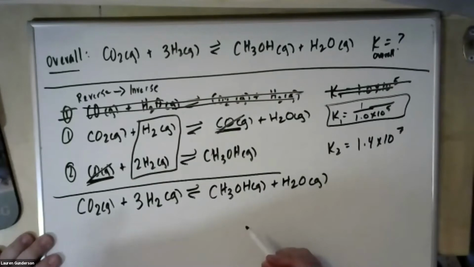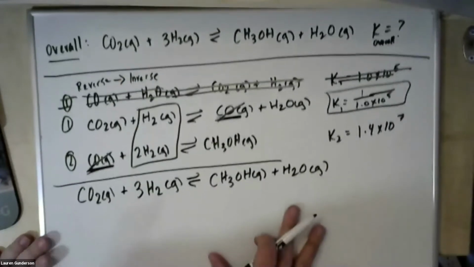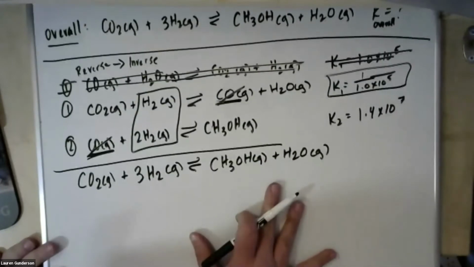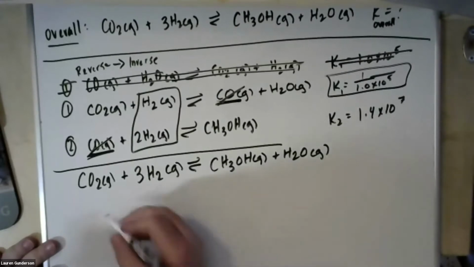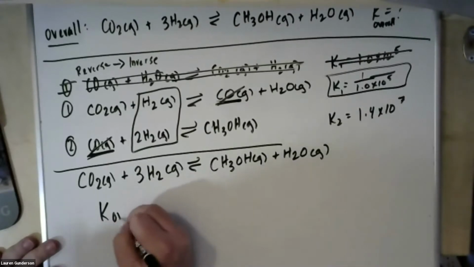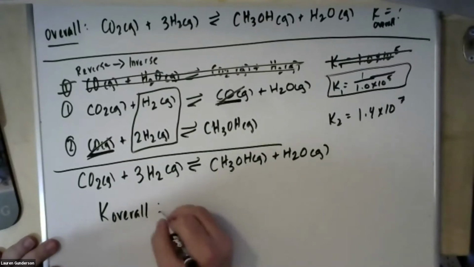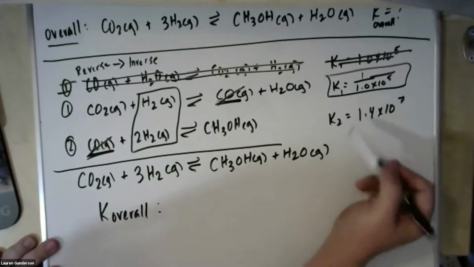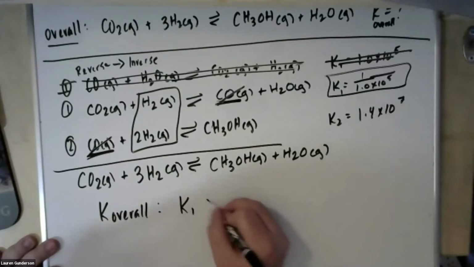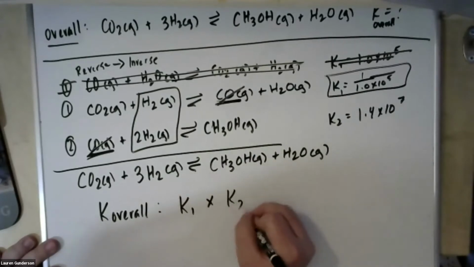So I know that the change that I made was appropriate. It was what it was supposed to be. So now I have to find my K overall. To find your K overall, you're going to look at the K values that you have here, and you're going to multiply them. So it's going to be K1 times K2.